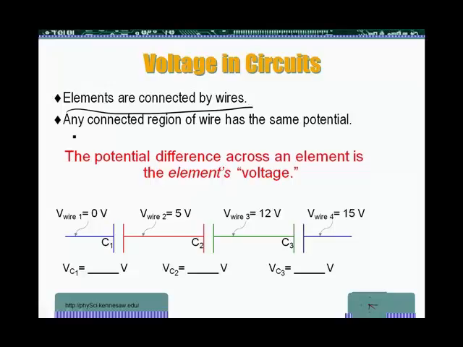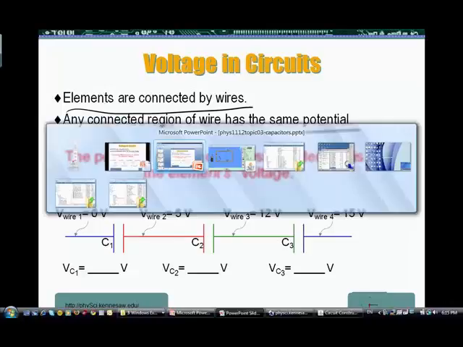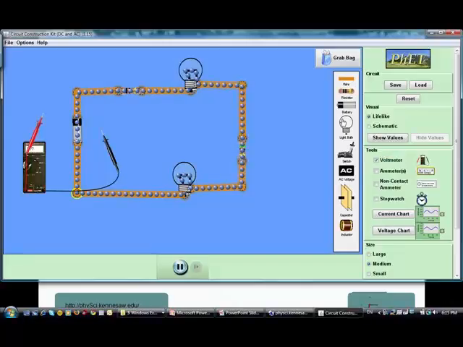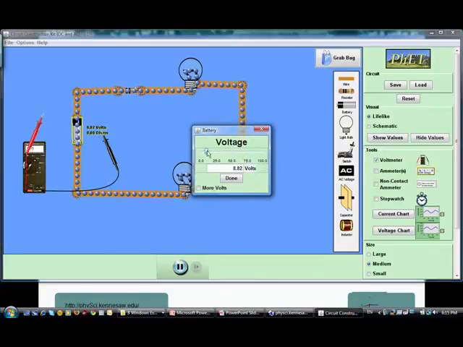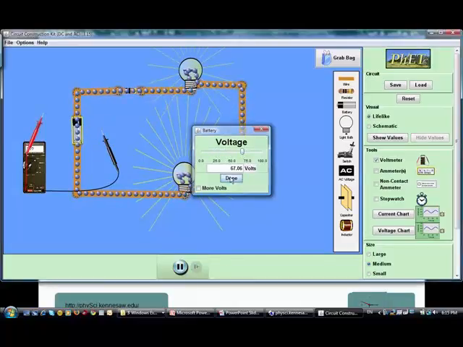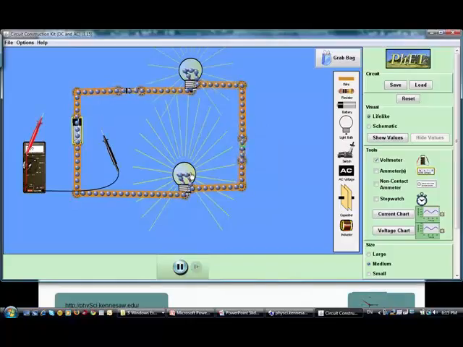And the other thing that we need to remember is any connected region of wire has the same potential, or any wire is going to have the same potential. Okay, let's go to a simulation that's running here. Let's probably increase the voltage here to have more fun and see some light. Okay, so we have some light here.